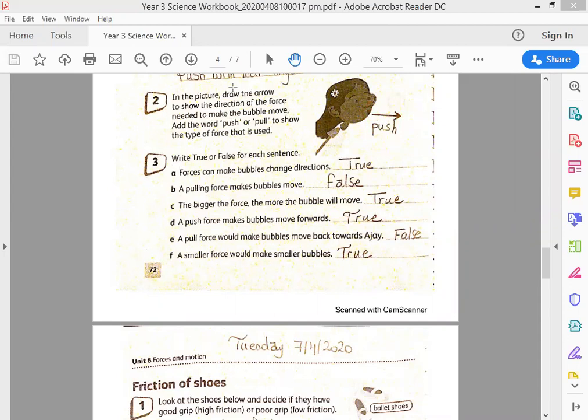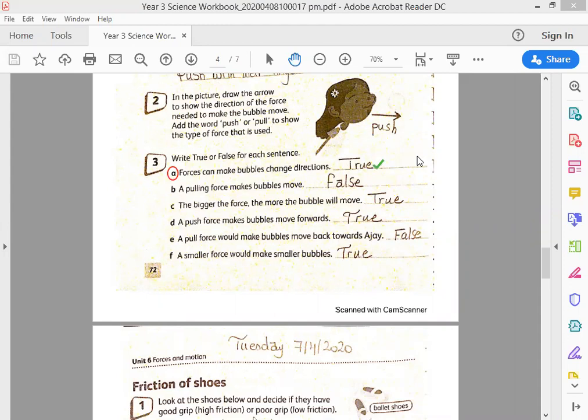Question 3 asks you to write true or false for each sentence. Question A: Forces can make bubbles change direction. What do you think? After you see the investigation of the children, what do you think? Yes, of course. Force can change the bubble direction very easily.